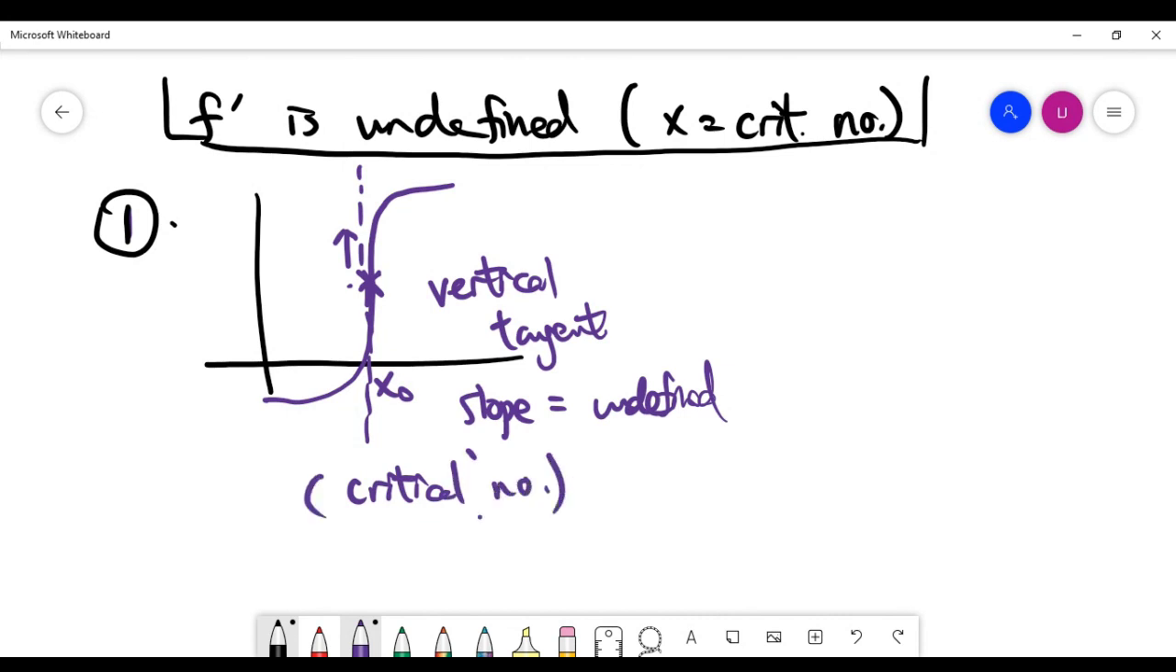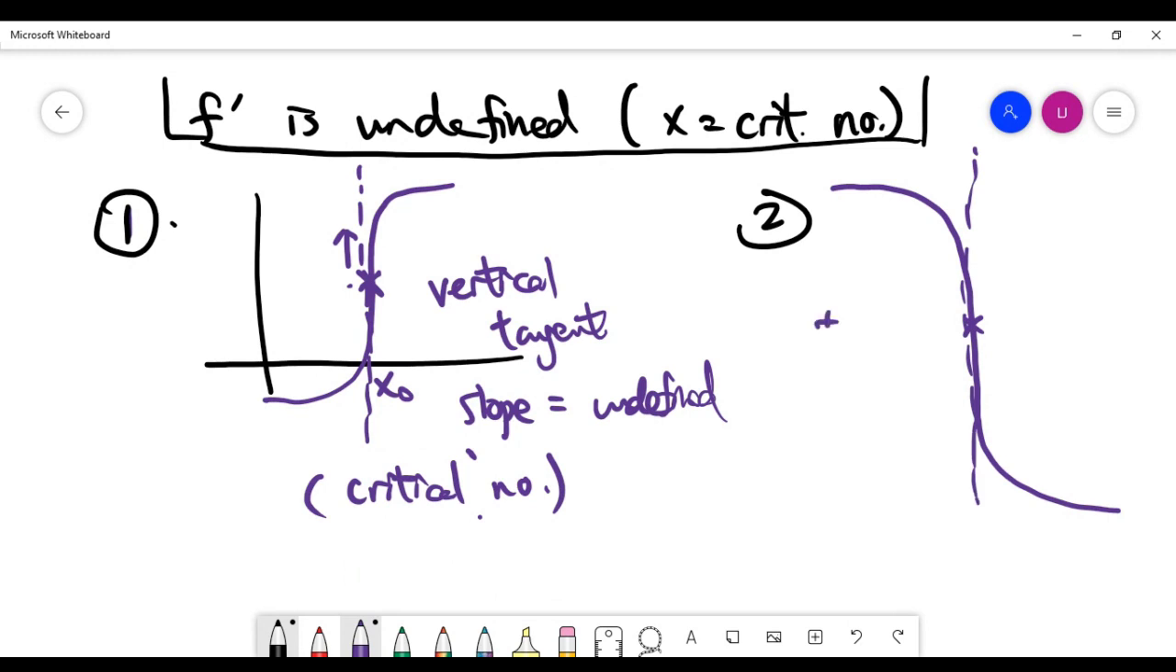And of course, there are other scenarios. You can look at picture number 2. You see, right at this point, the tangent is vertical. And once again, it is a critical number for us. When the tangent is vertical, the slope is undefined. And these are quite common scenarios for you to have the critical number such that the f prime is undefined.